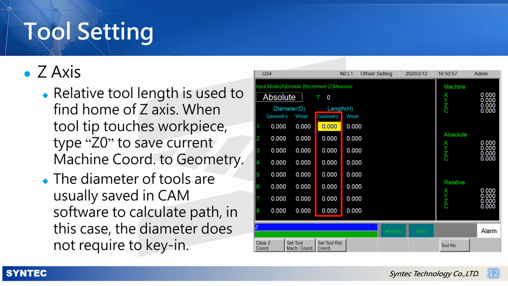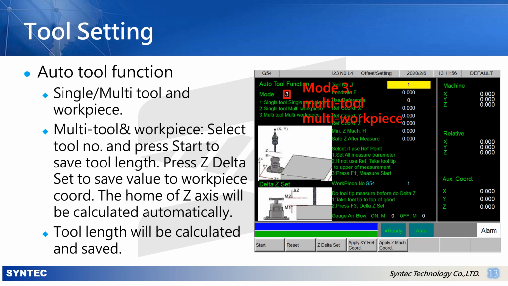The diameter of tools are usually saved in CAM software to calculate path. In this case, the diameter does not need to be keyed in repeatedly. Normally, most mill machines are equipped with several tools, so we use multi-tool multi-workpiece. For example, press F3 Offset Setting on main screen, then press F3 Tool Tip Measure. Change auto tool function mode to mode 3, multi-tool multi-workpiece, and change tool number.